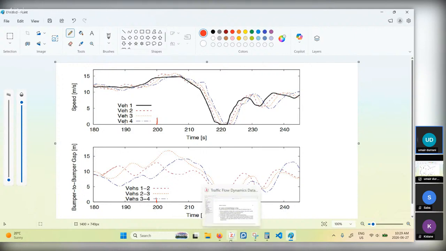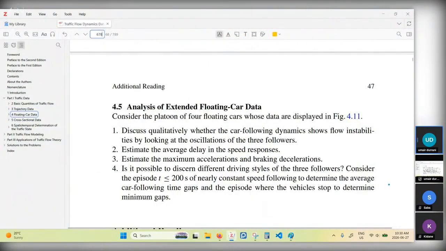So I would say yes, there is definitely different driving style that we can observe here. And then the question also mentions this part where we have vehicles stopped. So when the vehicles were stopped, we see that the gaps are again different, at least for vehicle 2 compared to other vehicles. So yes, there is definitely different driving styles in play here. Let's see the answer.